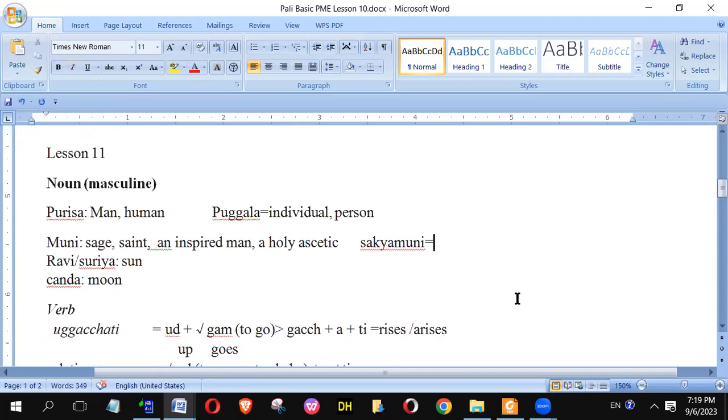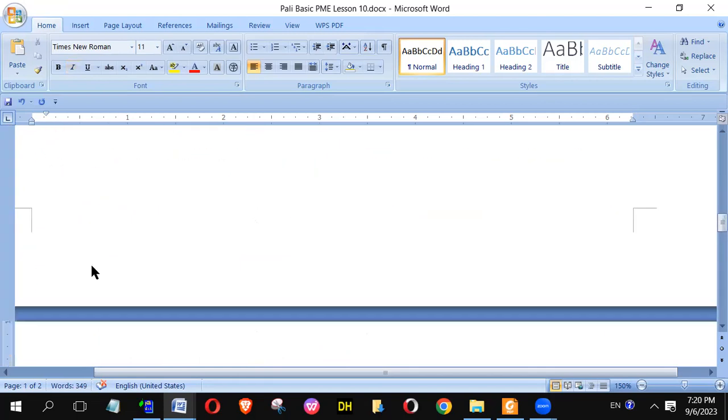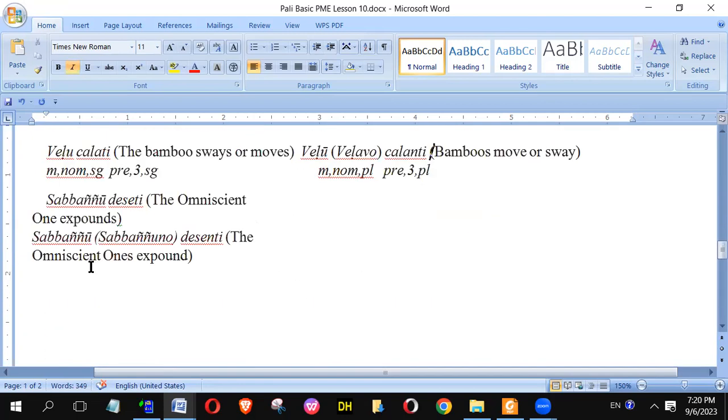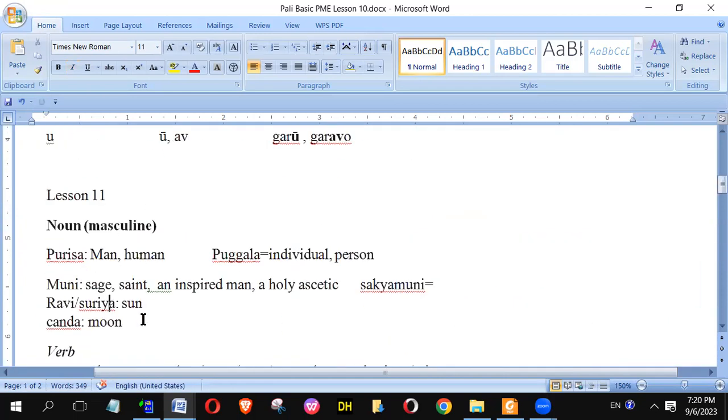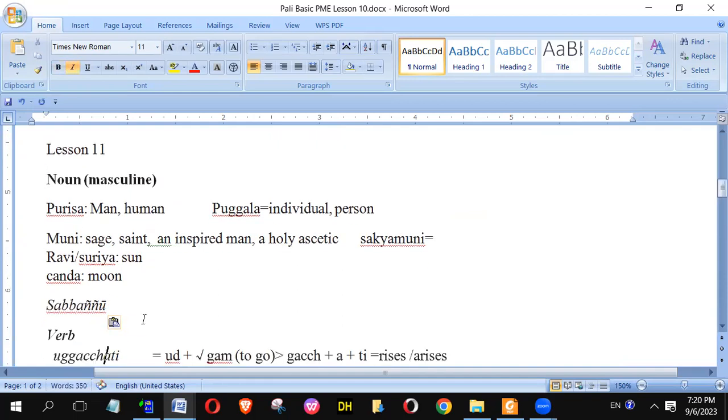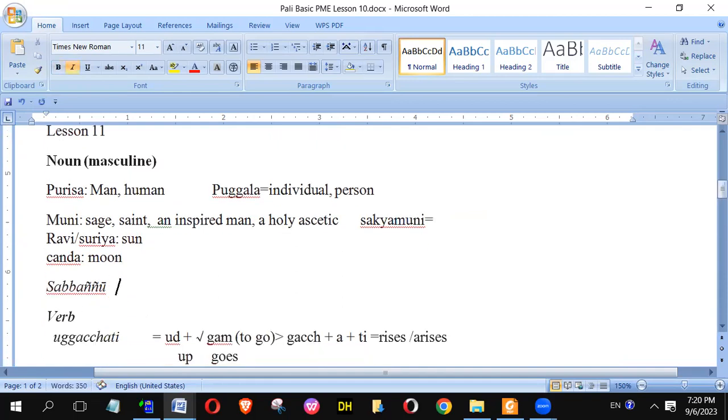So we have so many vocabulary. We have Purisa, Muni, Ravi, Chanda. We put them in here already. Next one is Sabenyo. Now this one is made of two words. Sabenyo means omniscient one. How to spell omniscient one?